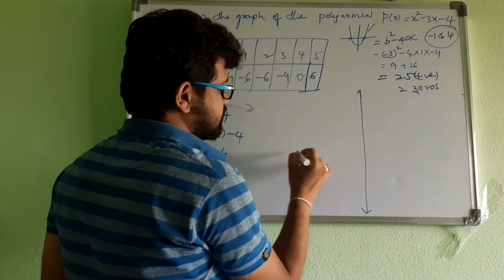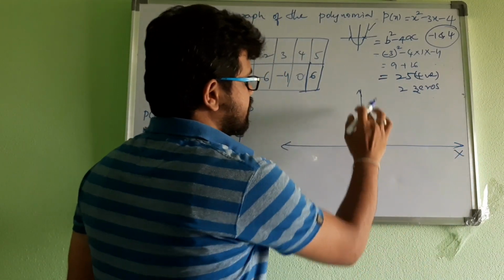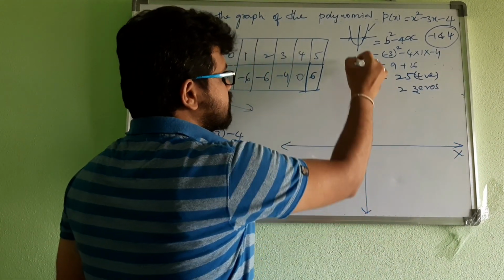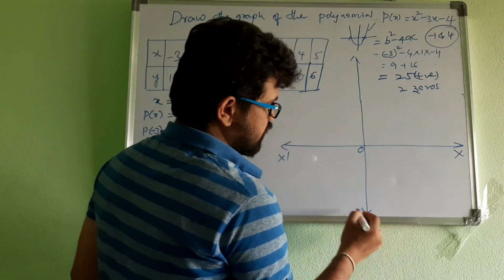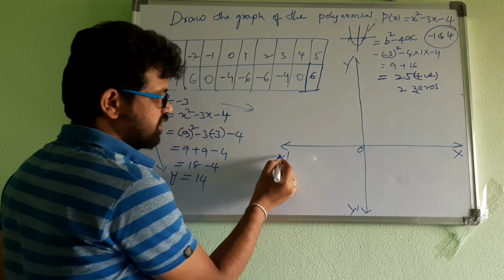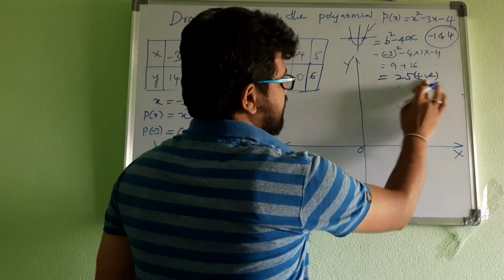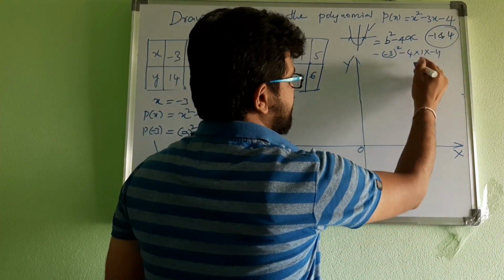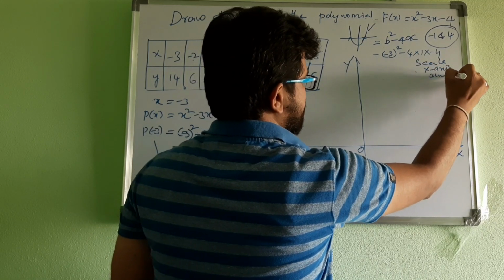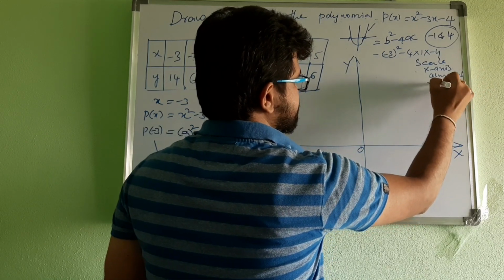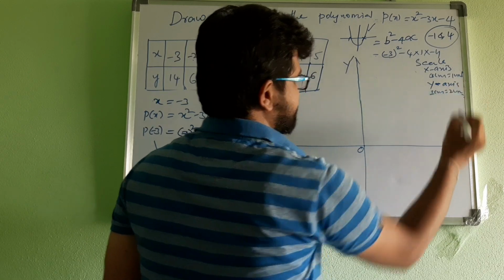Take y axis and x axis. Let us take this is y axis. We got some bigger values, so both x dash, y dash and y. Use capital letters always for x and y, and you have to write the scale here every time. Don't forget to write the scale. On x axis we are taking 1 centimeter is equal to 1 unit. On y axis 1 centimeter is equal to 2 units.